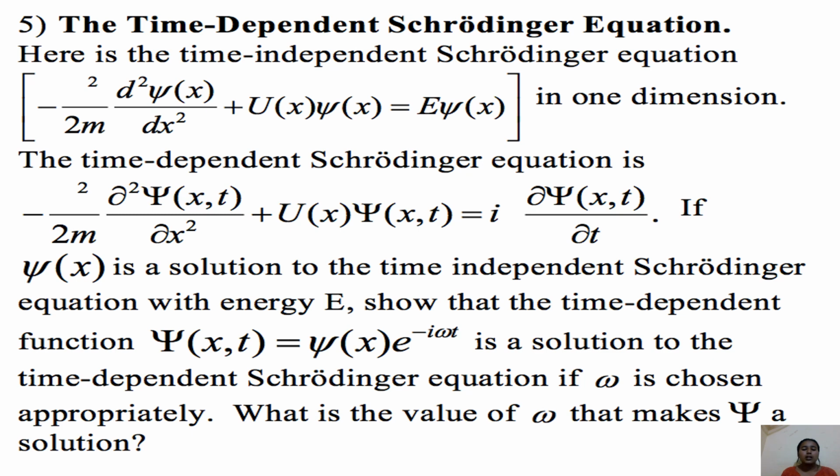E, show that the time dependent function Ψ(x,t) = ψ(x)e^(−iωt) is a solution to the time dependent Schrodinger's equation if ω is chosen appropriately. What is the value of ω? What makes Ψ a solution?